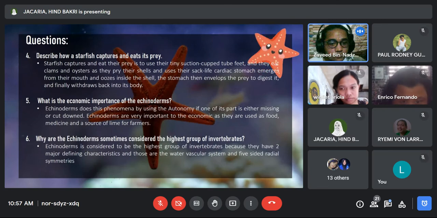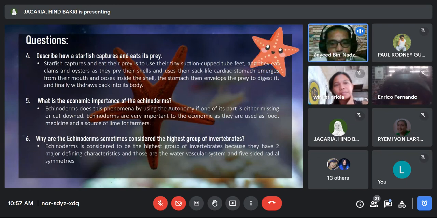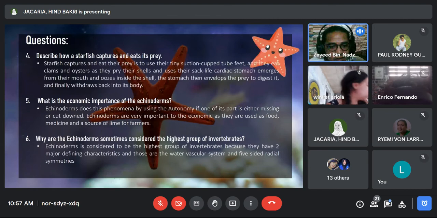Next slide, please. Okay, for the next question, describe how a starfish captures and eats its prey. Our answer is that starfish use their tiny suction cup tube feet, and they eat clams and oysters as they pry open the shells. Their sac-like cardiac stomach emerges from the mouth and oozes inside the shell, and the stomach then envelops the prey to digest it and finally withdraws back into its body.